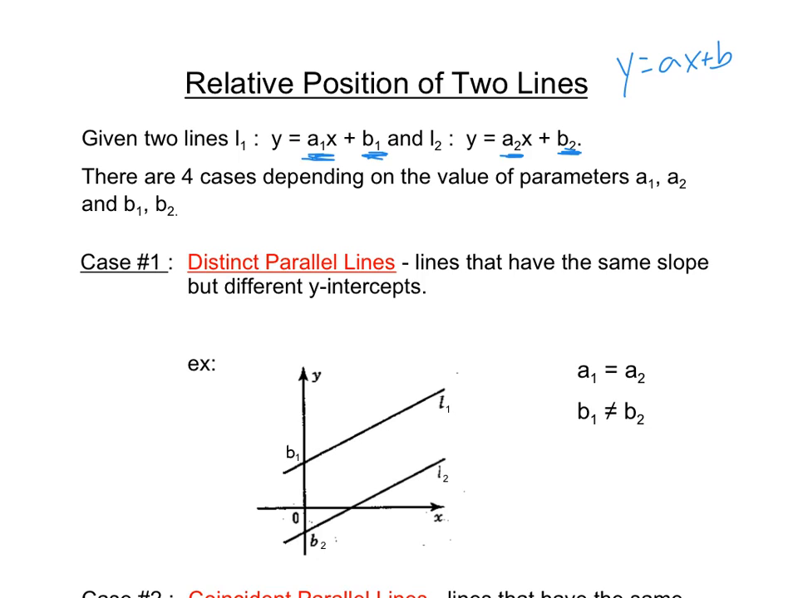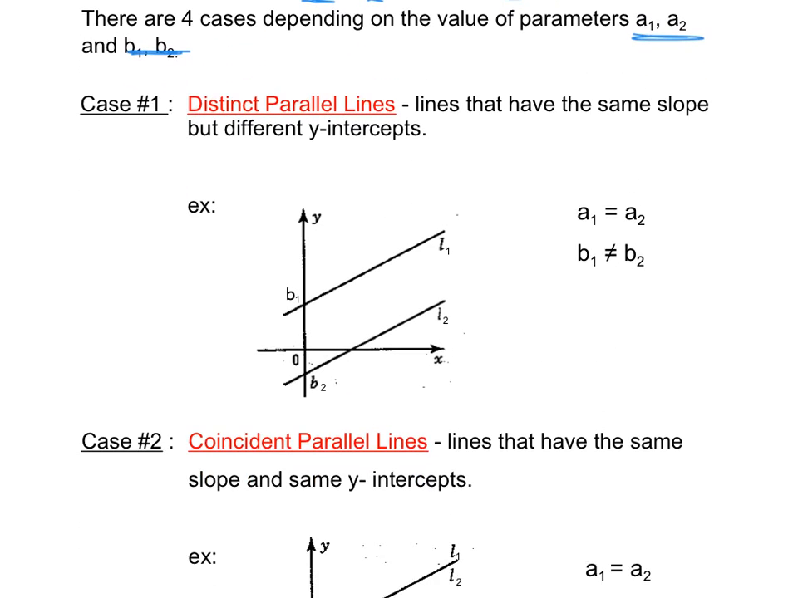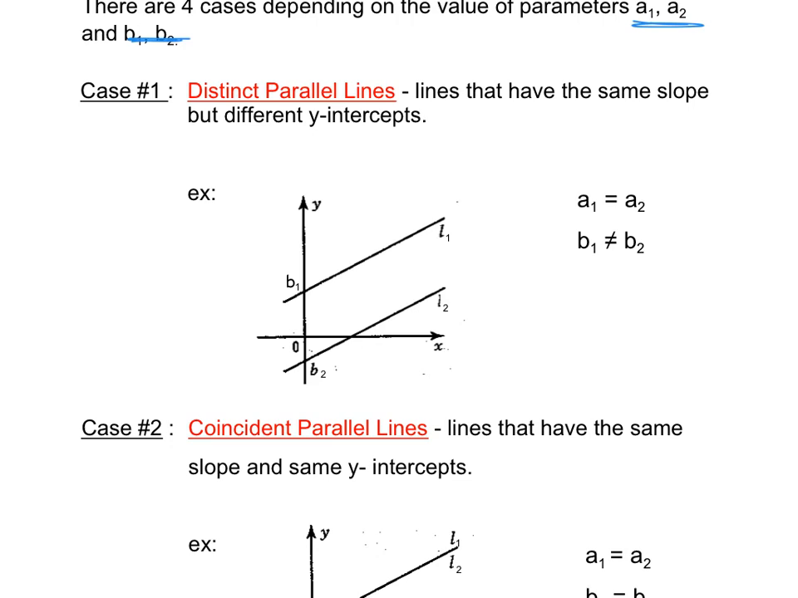So there are actually 4 cases where we can determine how the lines relate to one another depending on what their slopes are and what their y-intercepts are. So the first case is when we have distinct parallel lines. So if our lines are distinct parallel lines, well, parallel means that they have the same slope.